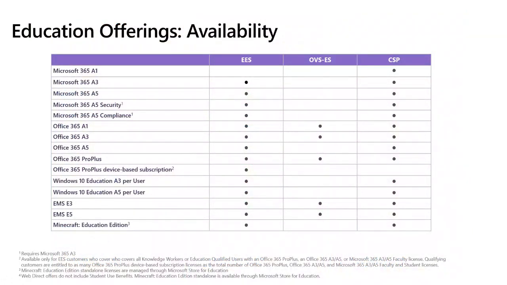So let's just have a roundup of the things that we've spoken about already. EES has all the licenses, so starting in the left hand there. EES has all the licenses apart from M365 A1. Don't worry about that one for now, we'll come back to it. CSP is everything apart from the device-based subscriptions to Office 365 Pro Plus. And then we can see that OVS ES and Web Direct only have a selection of the licenses available. So don't assume that some of the rights are all the same between EES and CSP. We'll highlight that as we come through this slightly later in my talk here.